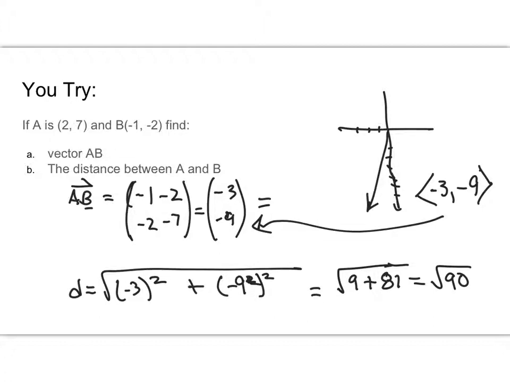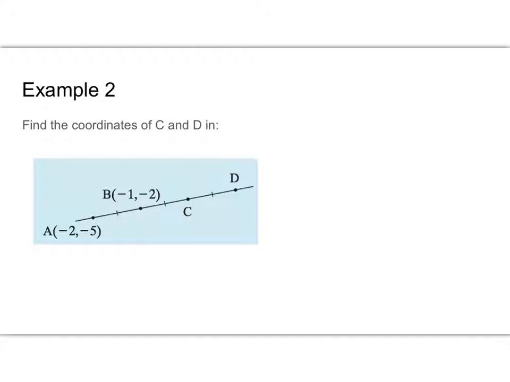Great. Now let's see what else we can do with vectors. Let's see. We have a line here. Find the coordinates C and D. So all of these segments are equal. That's what these little marks mean. So the segment from A to B equals the segment from B to C, which is equal to the segment from C to D. So let's figure out what A to B is first.